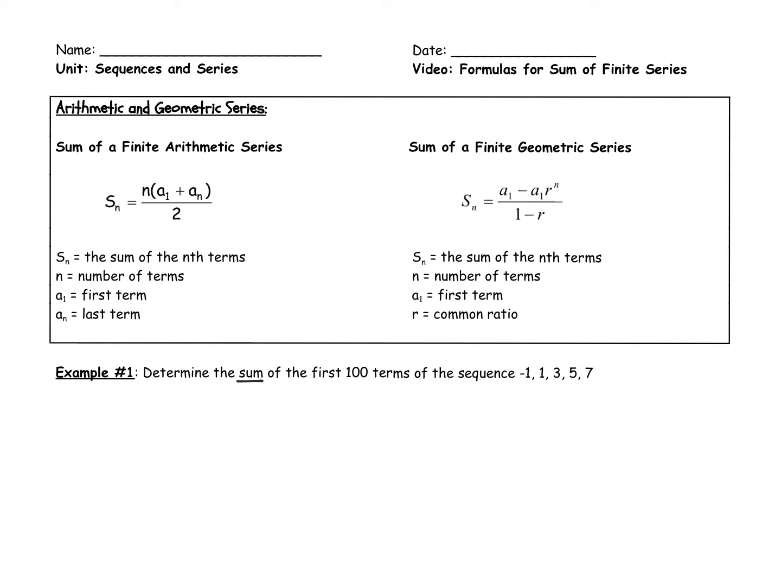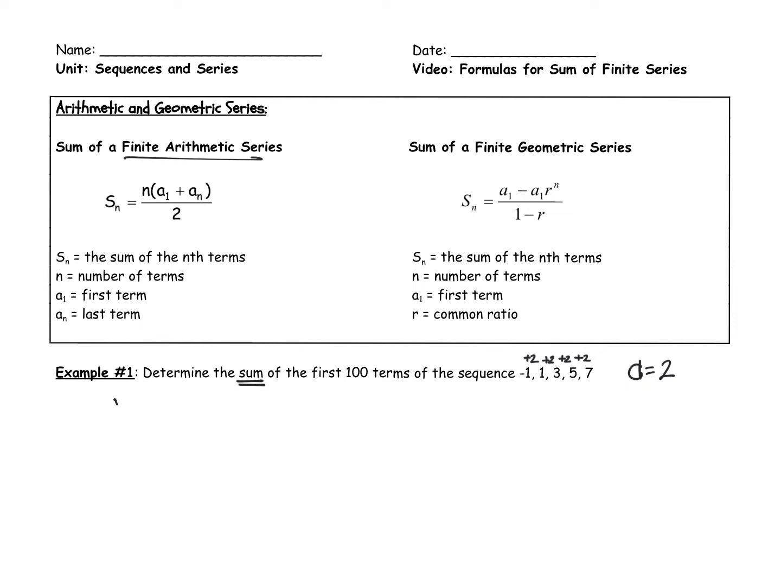So since they're asking for a sum, we have to first determine, is this an arithmetic sequence or is this a geometric sequence? So how am I getting from one term to the next? Well, it looks like to go from 1 to 3, I'm adding 2. And to go from 3 to 5, I'm adding 2. And 5 to 7. And also from -1 to 1. So I'm adding 2 to all sides. Therefore, my common difference is 2.